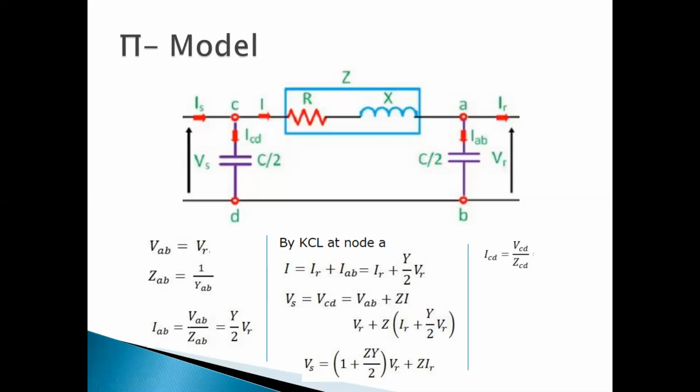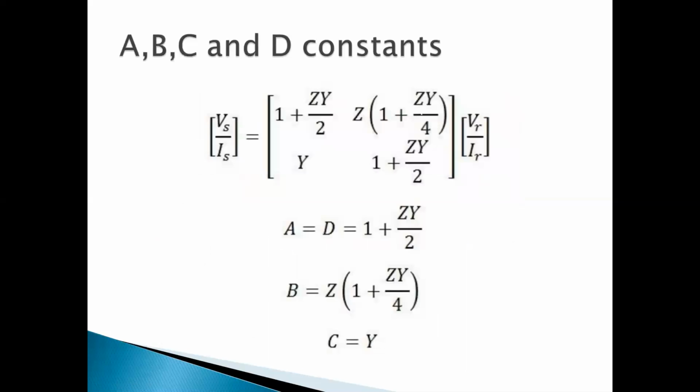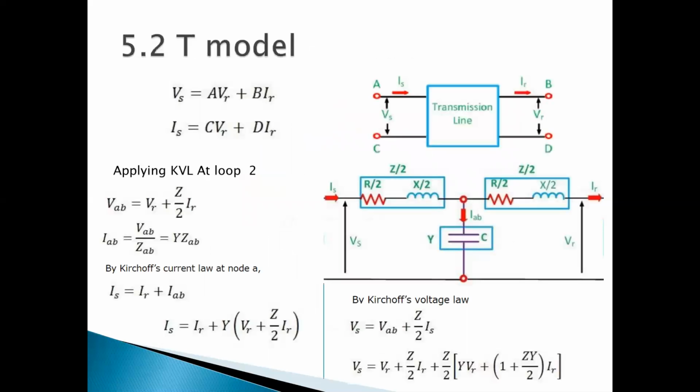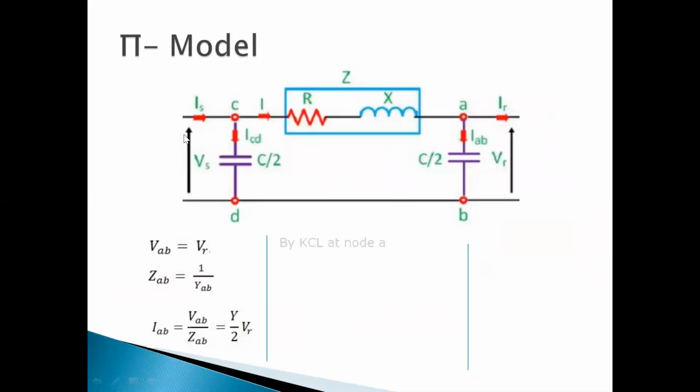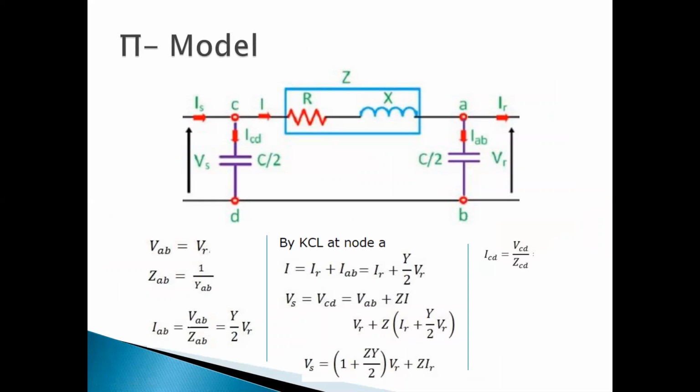Now I'm going for the second equation. What is our second equation? I got this one, Vs is equal to AVR plus BIR. Now I'm going for IS. The second equation involves the sending end current. We know that ICD is equal to V divided by Z, the same from Ohm's law, and I is equal to Y by 2 into Vs. I distributed the capacitors in two parts, so that's why the admittance is in two parts.